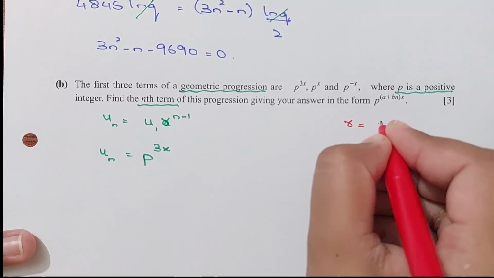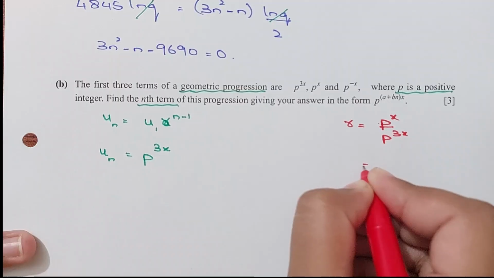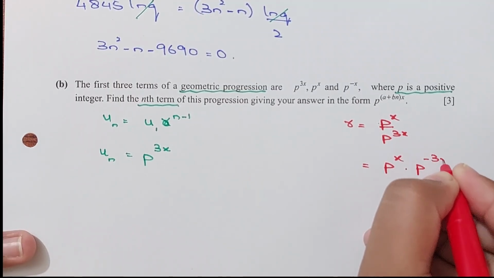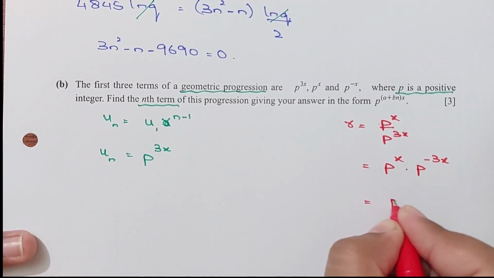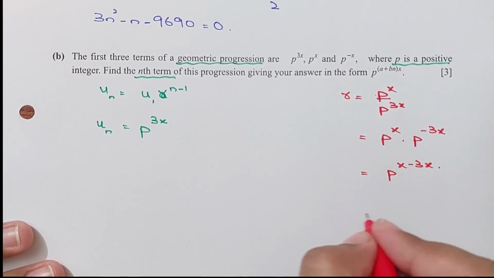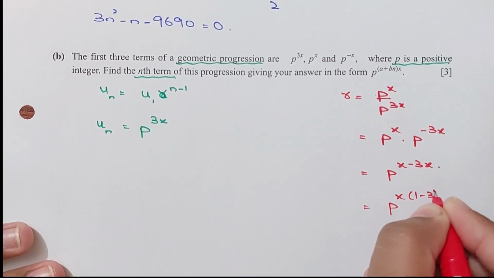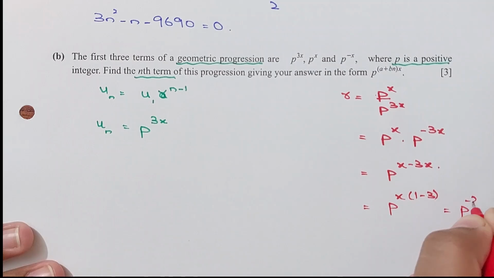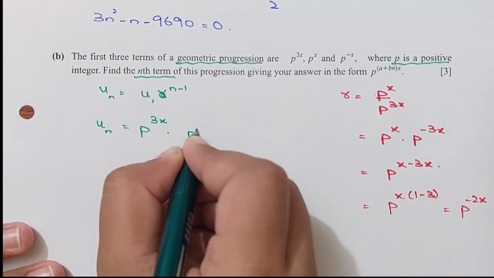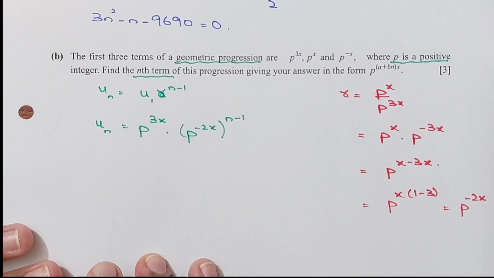r is the second term p^x divided by the first term p^(3x). So this would be p^x times p^(-3x). The base is the same, so we add the powers: p^(x minus 3x). Or we can say that p^x is common, and 1 minus 3 gives p^(-2x). Okay, so the common ratio is p^(-2x), and its power is n minus 1, right?